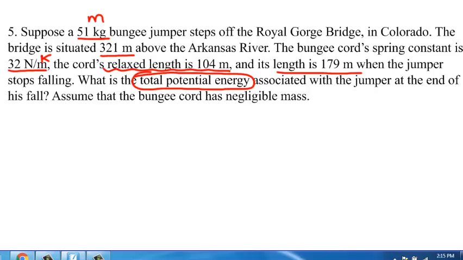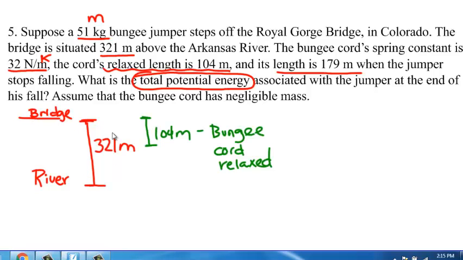Okay, so where are we going to go with this problem? We can't really go too far until we figure out what the X and the H are. So let's consider this. We've got this bridge, and it's over a river. Well, how much distance is there between the bridge and the river? So that's the 321 meters. The 104 meters is how far I could extend that bungee cord and it would be completely relaxed. So if there was no weight on it, the bungee cord would go to 104 meters and it wouldn't have any kind of elastic potential energy.